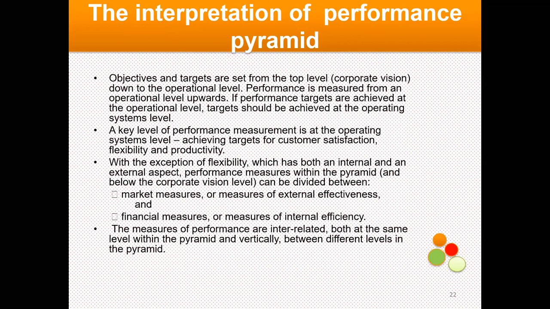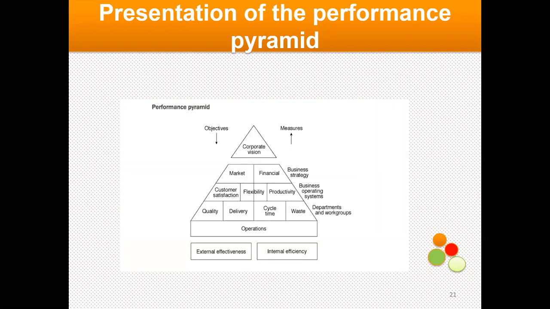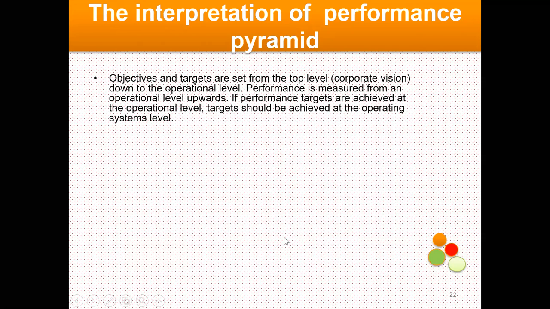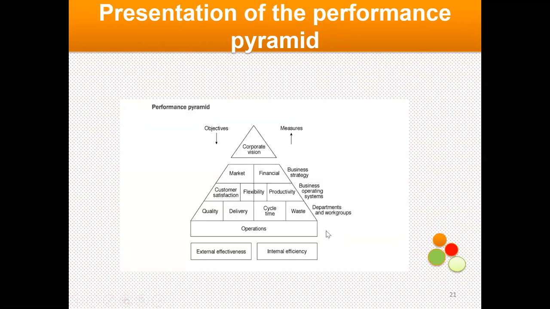So let's interpret the performance pyramid. First off, you need to understand that objectives and targets are set from the top, the corporate vision, down to the operational level. Performance is measured from the operational level upwards. That's how you measure performance: you measure from the bottom up, while objectives and targets are set from the top down.